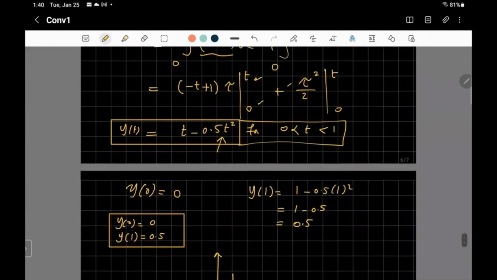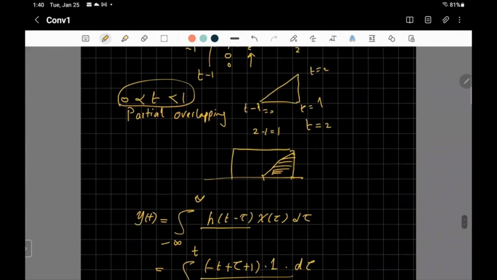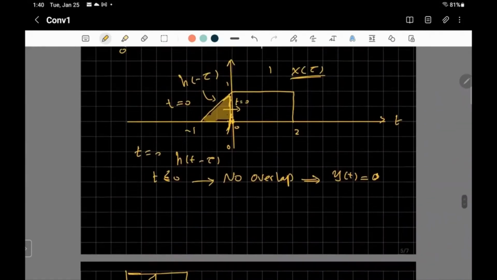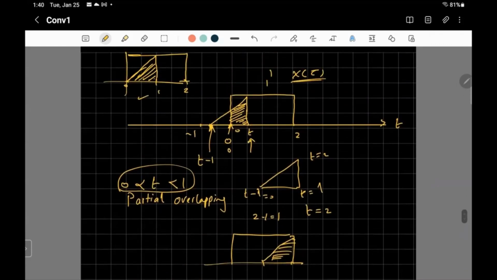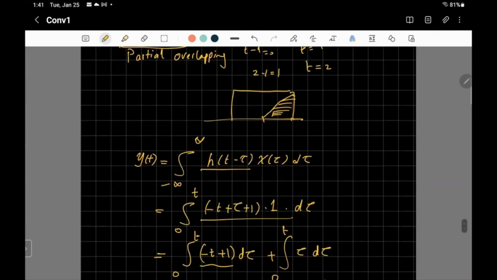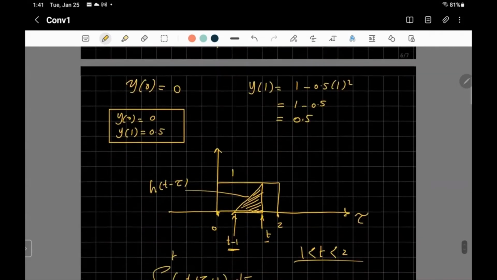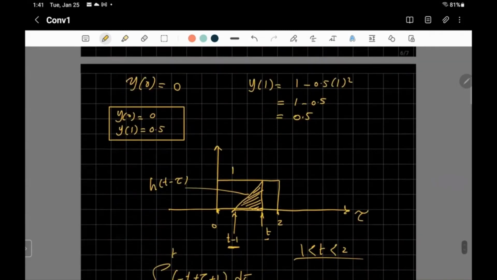Let me just refresh what we did so far. First, no overlap. Then we have entry partial overlapping. Then we have complete overlapping. And now exit partial overlap, because when we start to get out, still some part is in. So we have partial overlap, but this is our way out, exit.